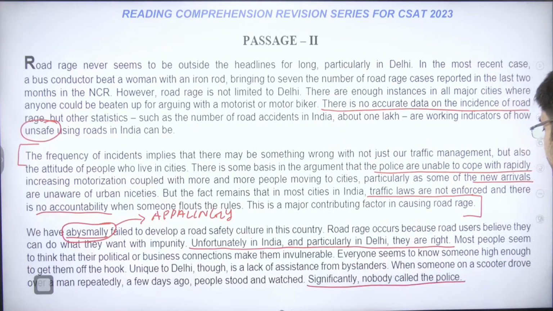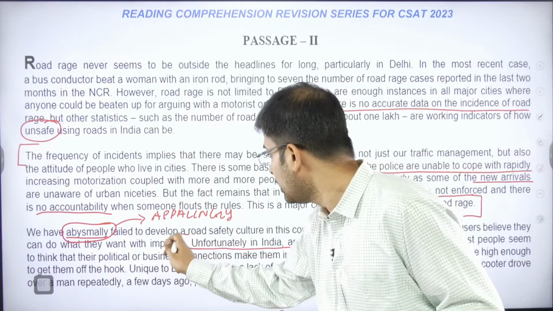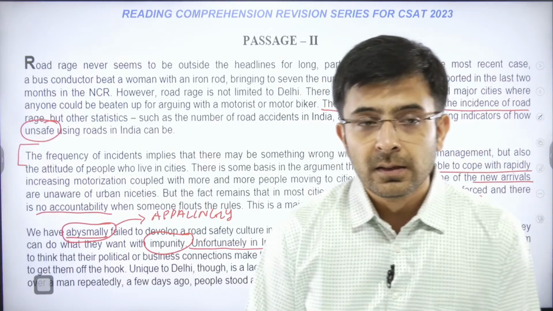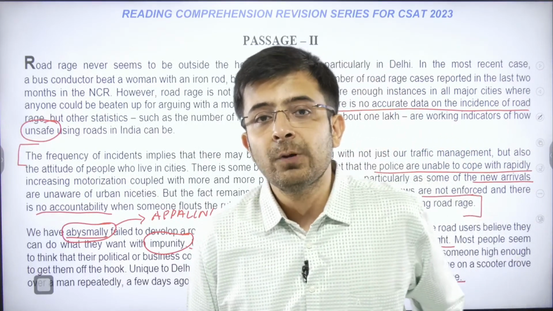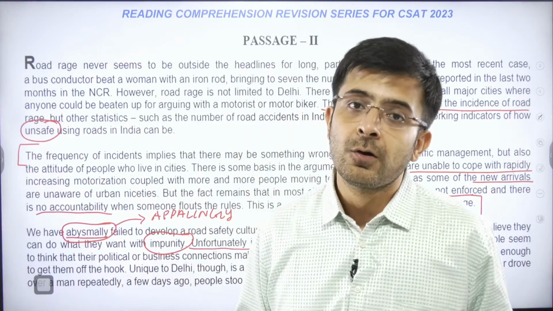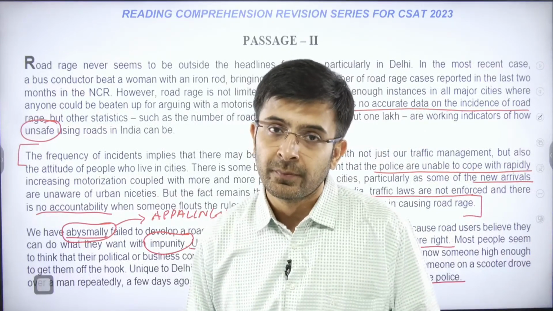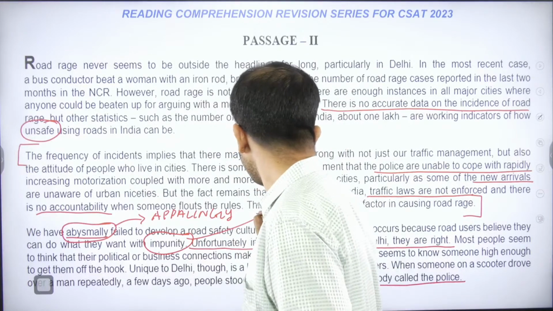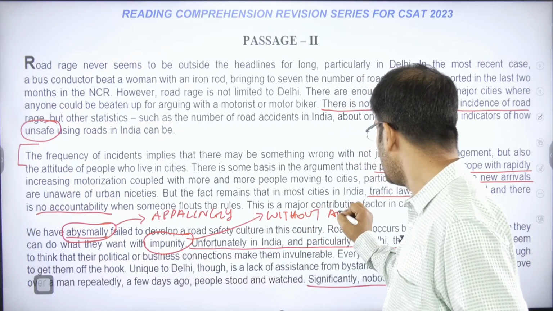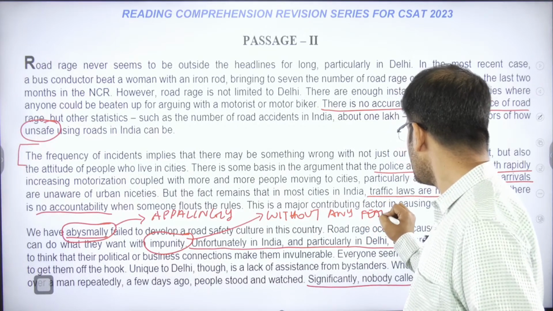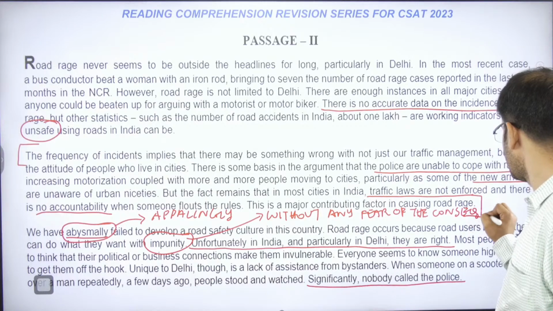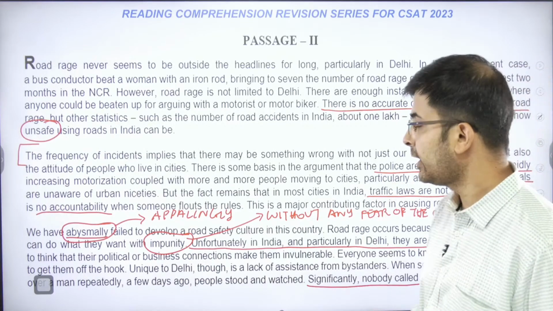Road rage occurs because road users believe they can do what they want with impunity. What would impunity mean? For example, if you read a line saying gangsters would operate with impunity in the 90s in then Bombay, what would it mean? Without any fear of consequence, without any fear of reprisal from law enforcement. That would be impunity. Without any fear of any consequence. Please write it down. Impunity.